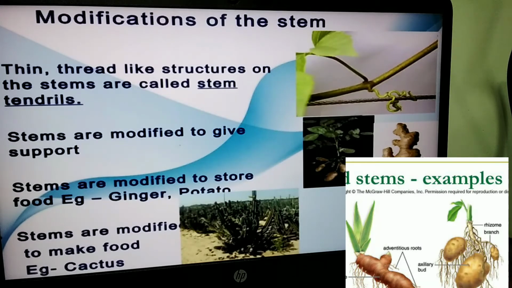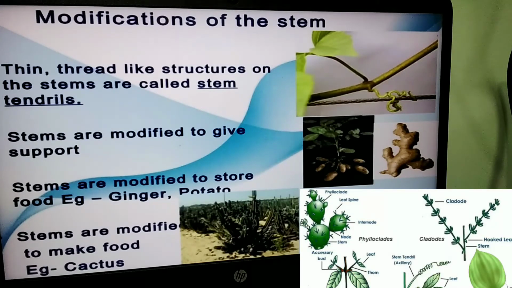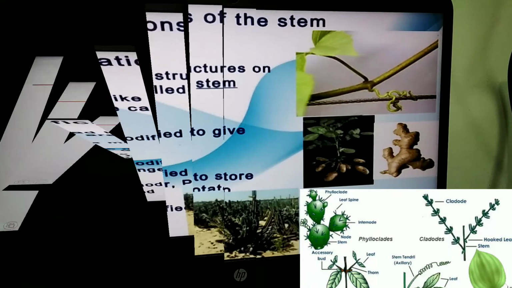The cactus does not grow leaves to avoid loss of water through transpiration. The stem is modified to do the function of leaves, that is, photosynthesis, making food. The stem of a lemon plant has thorns. Thorns are modified stems that give protection from animals.